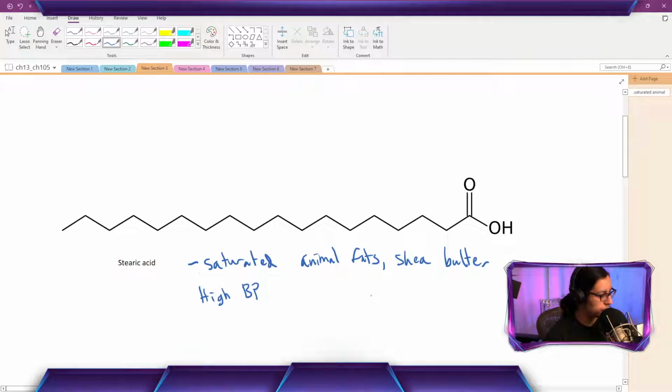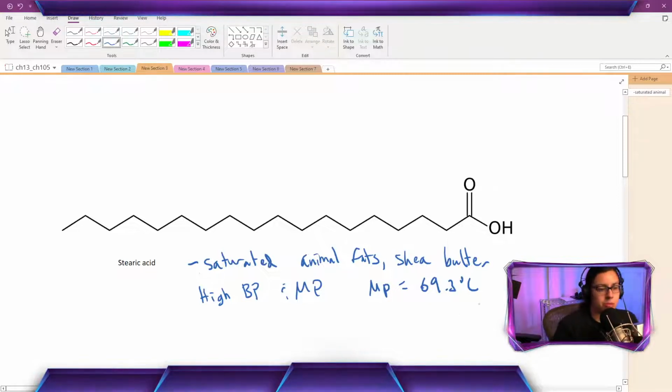So let's look at the melting point actually. So its boiling point is also pretty high. So all these are related, so we'll go into them. So its melting point is 69.3 degrees Celsius. So this means it's going to be a solid at room temperature.